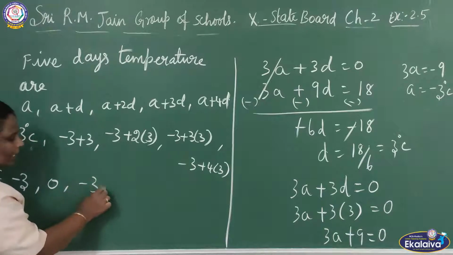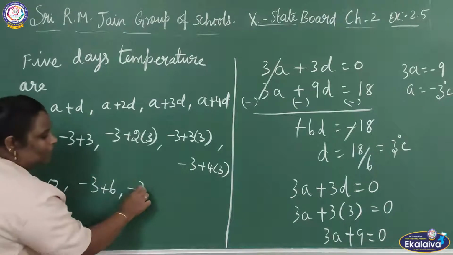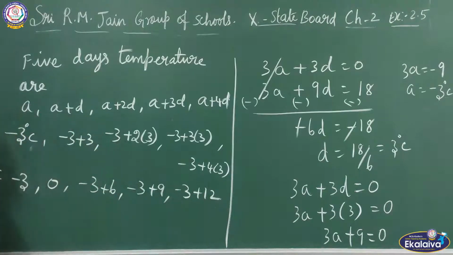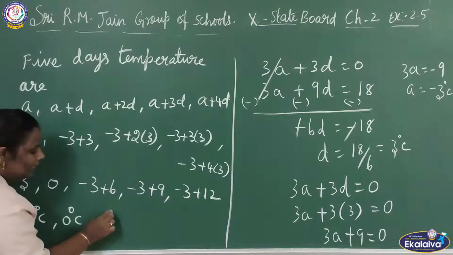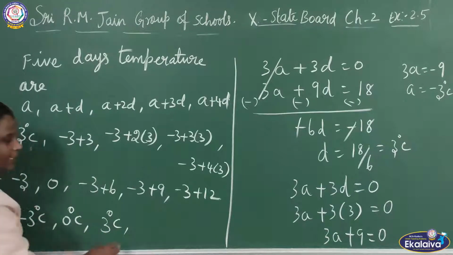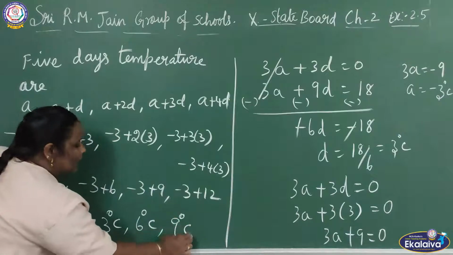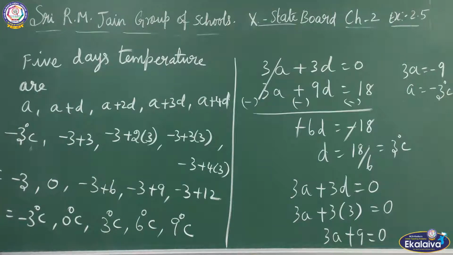Here minus 3 plus 6. Here minus 3 plus 9. Here minus 3 plus 12. So you write it in a degree form. Minus 3 degree C, 0 degree C. That is, Monday is minus 3 degree C. Tuesday is 0 degree C. Wednesday is 3 degree C. Thursday is 6 degree C and Friday, the temperature is 9 degree C. Okay.